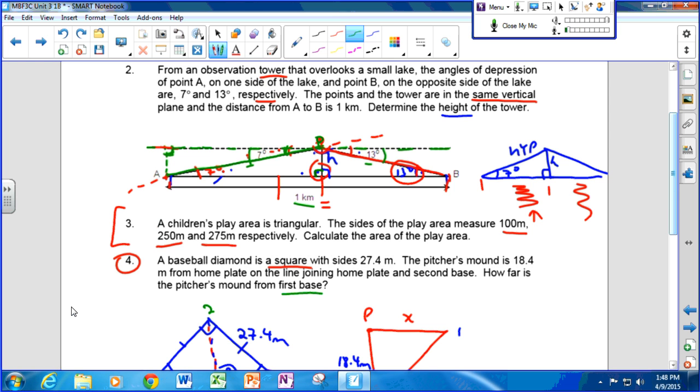Okay, so question 3. This is an example of one where really that needs a diagram, right? Once you get your diagram, the size of the play area measures 100 meters. It doesn't have to be accurate. Just draw a triangle, label one side 100, 250, 275 meters. Don't forget, and now you need the area.